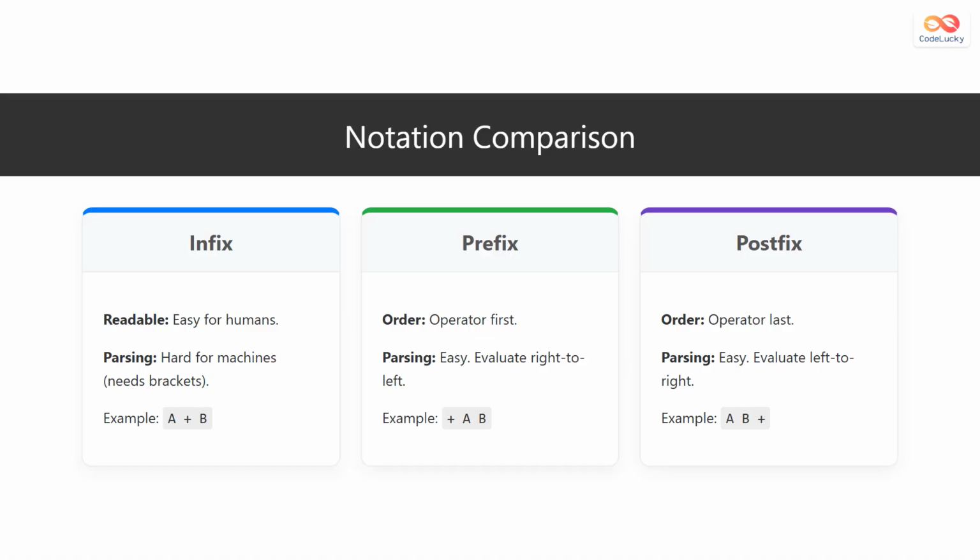Why do we have these different forms? Infix is great for humans, but computers prefer prefix or postfix because they don't need complex rules for parentheses and precedence to evaluate the math.